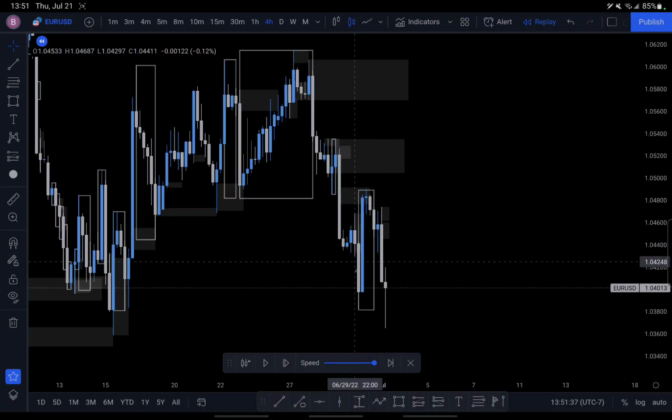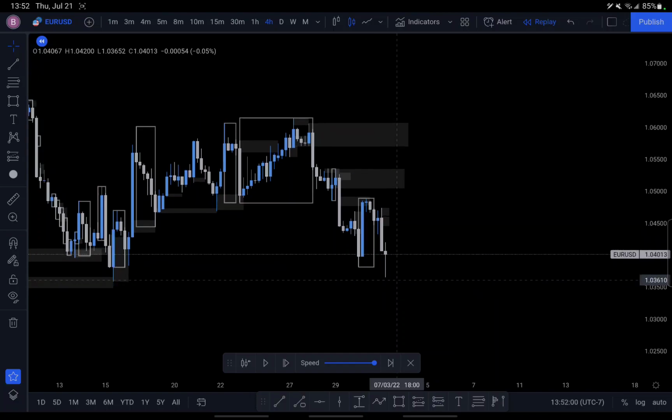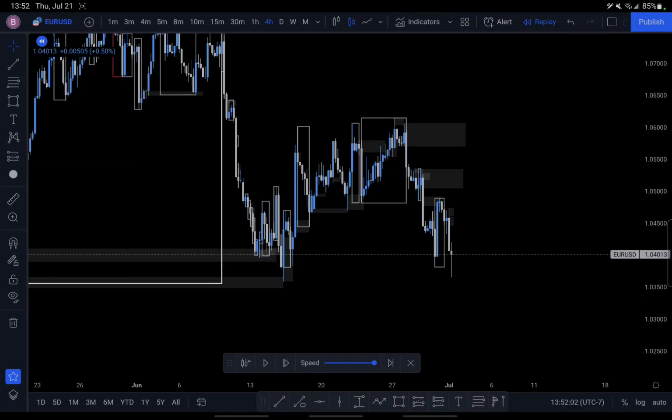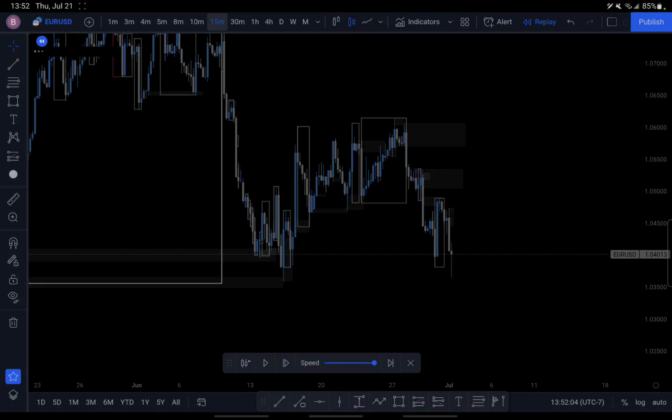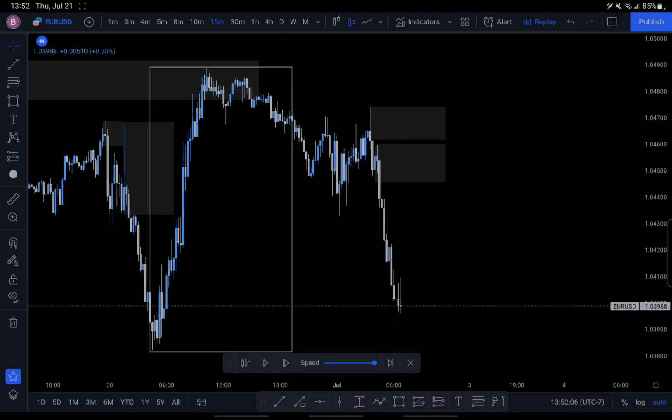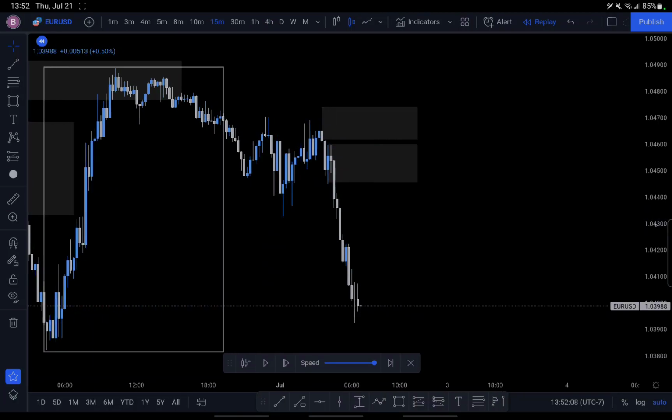Okay, price broke down. Okay, created a supply zone here and here. And structure is still overall bearish. So I'm going to go 2 hour, 15 minute, and let's see what price wants to do.